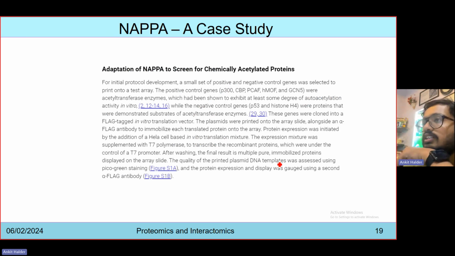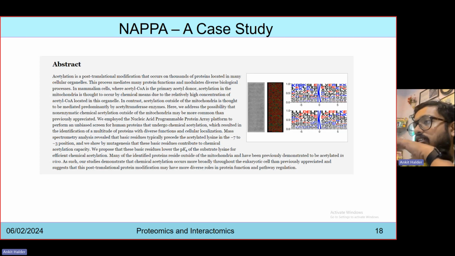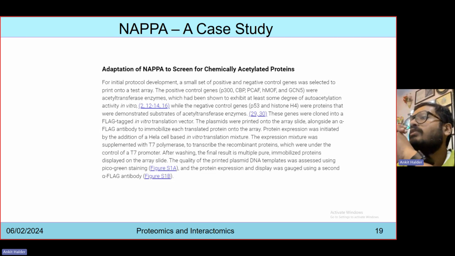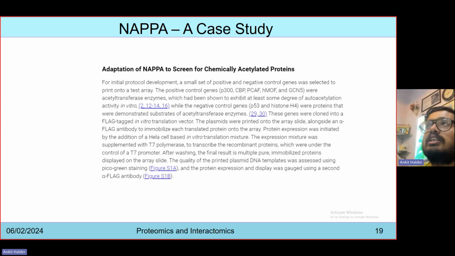So you can definitely go to this manuscript and go through it in much more detail. I'll just give you an overview of using this NAPA technology to screen for different chemically acetylated and different other proteins.